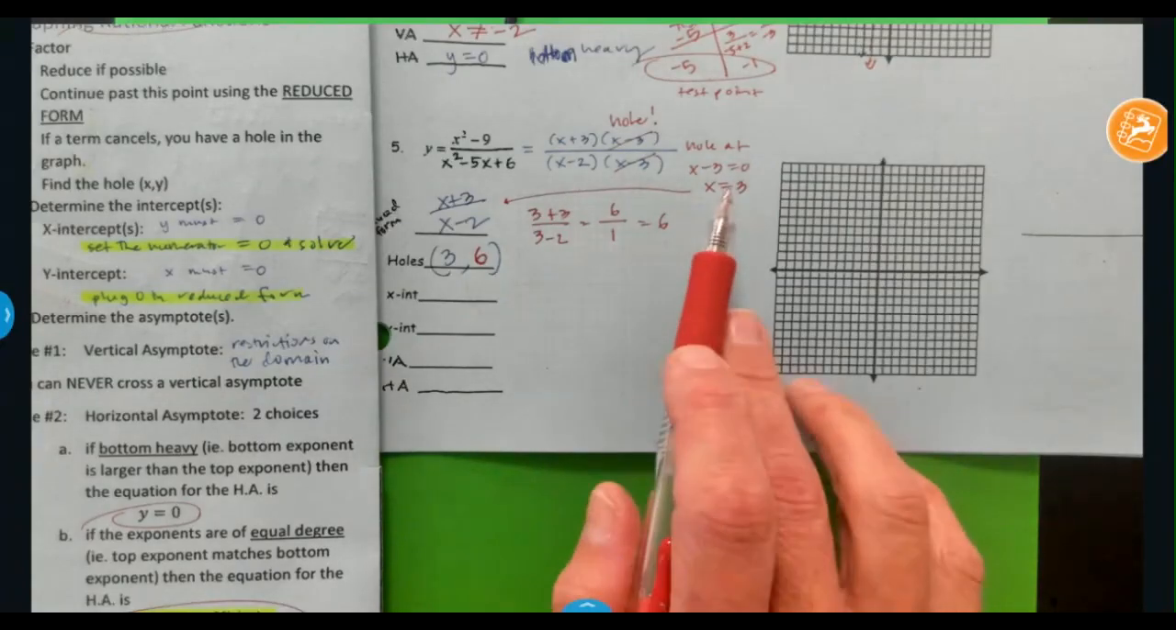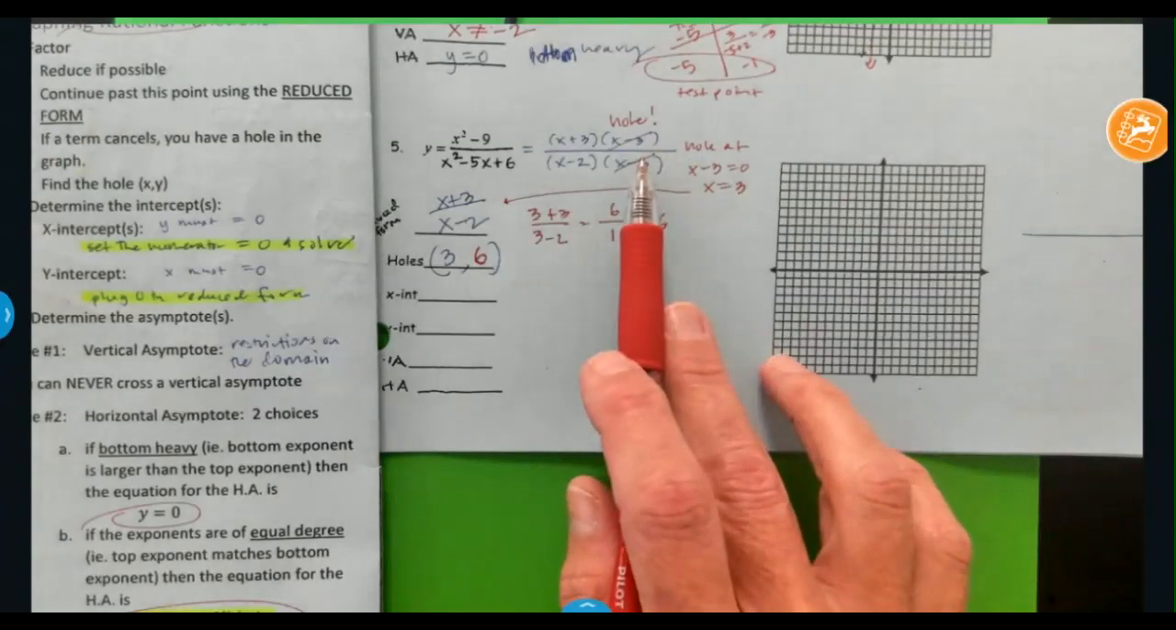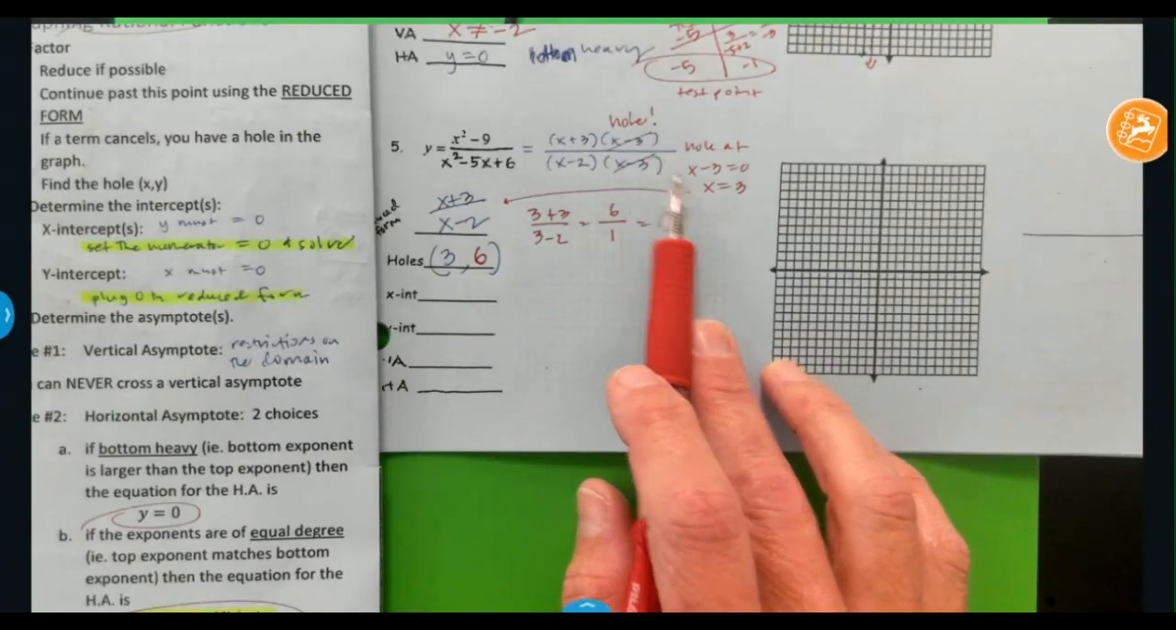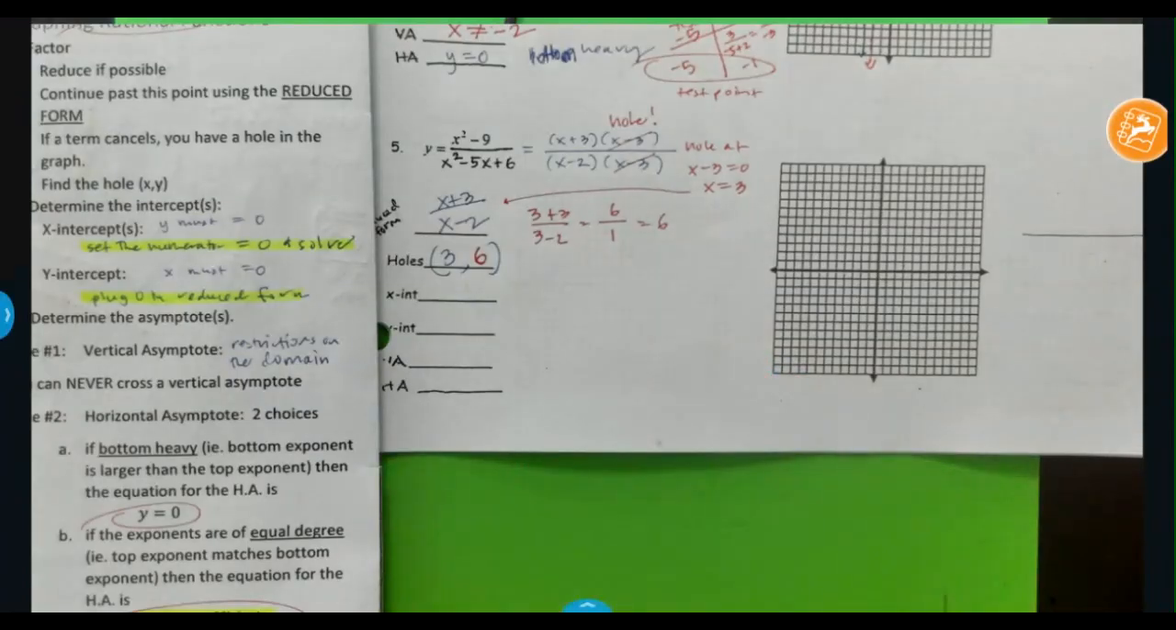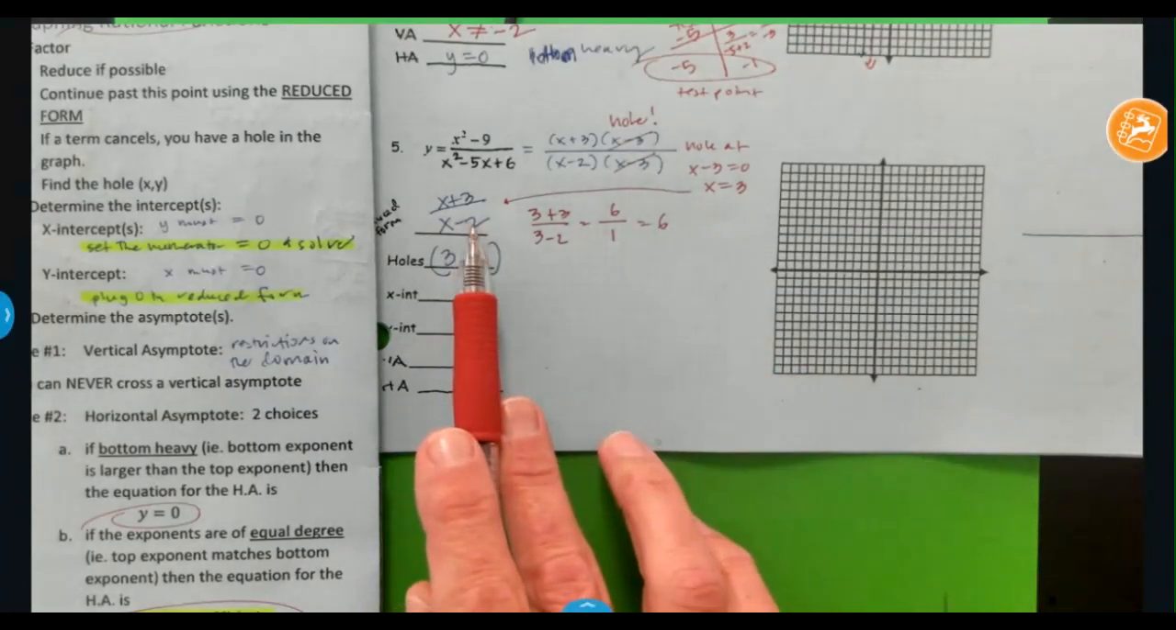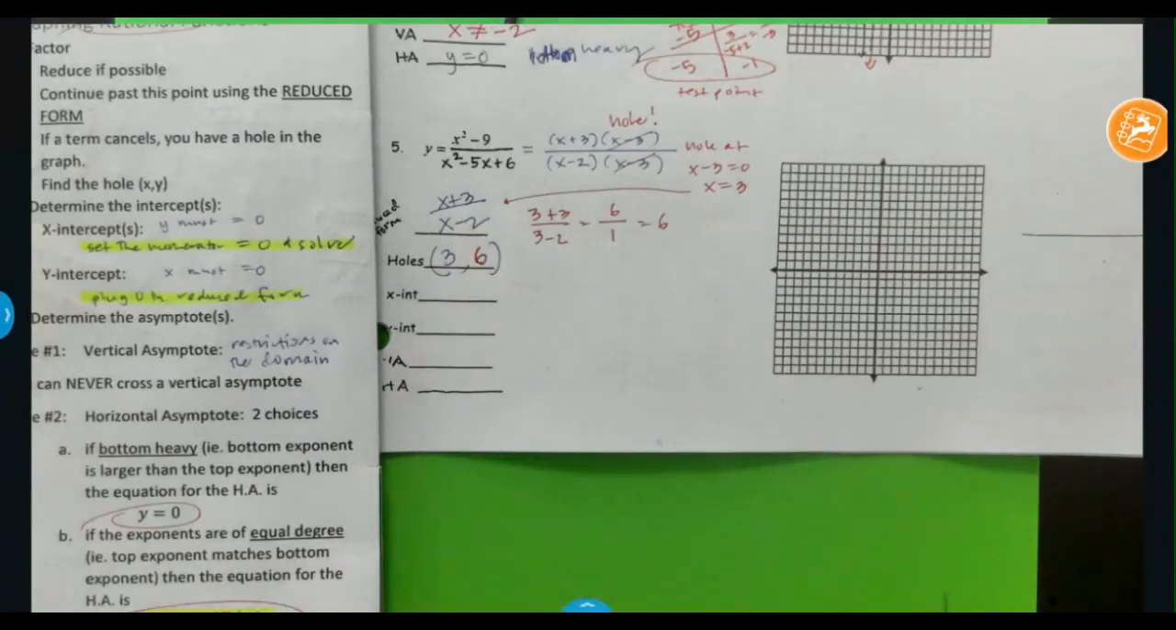Go back. Here's how I got 3. I said, all right, if this is going to cancel, I have to find the value of that hole. And so I solved x minus 3 equals 0, and I got x equals 3. I plug 3 into reduced form because once you get reduced form, everything else comes from reduced form. You don't ever look back at that original problem.